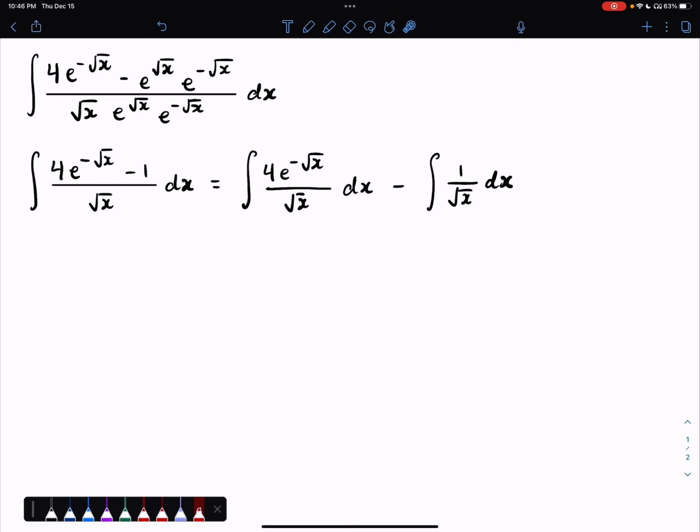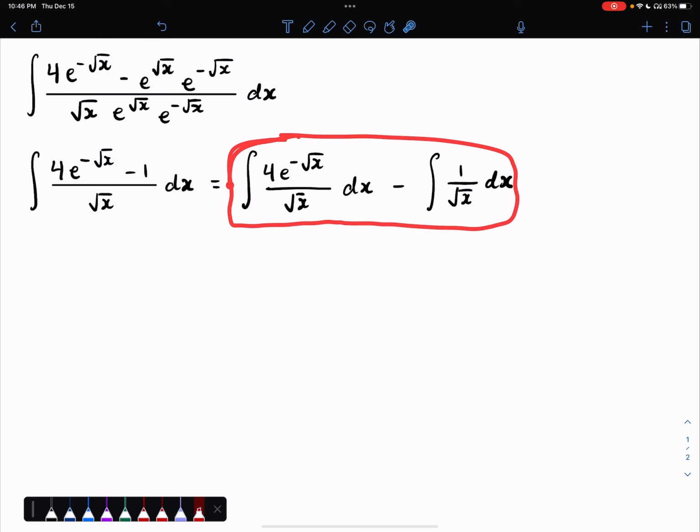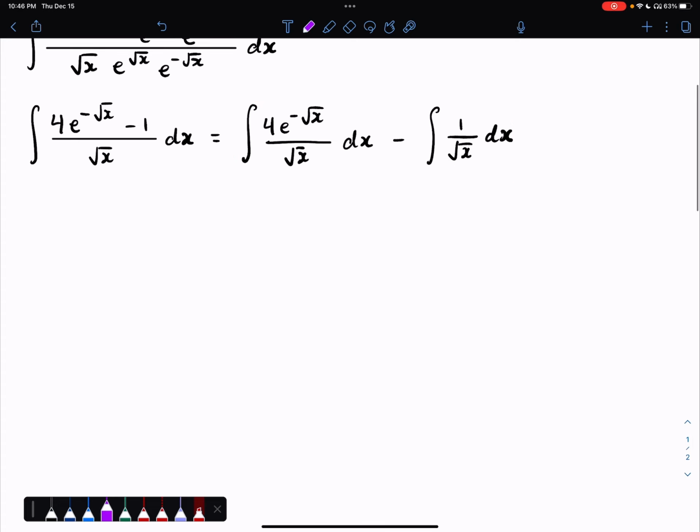So now that we're here, we can't simplify any more, we can't get any further, so we need to make a u substitution, but we're only going to focus on this integral. So u is equal to the negative square root of x, and du is equal to the derivative of u, which is negative 1 over 2 square root x dx.